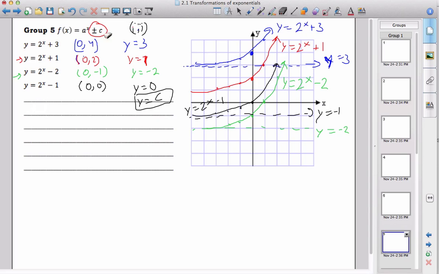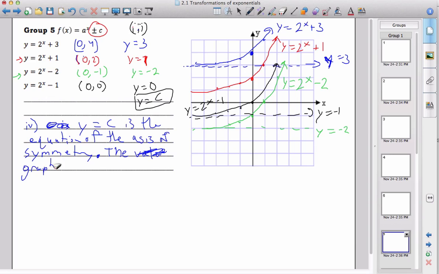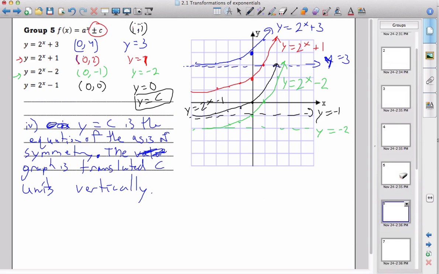And the last question is, what is the effect of changing the constant c on the graph? Well, we can say that y equals c is the equation of the axis of symmetry. And for the transformation, the graph is translated or shifted c units vertically. Alright, so if c is 3, the whole graph is shifted up 3. If c is negative 2, the whole graph is shifted down 2. So that's how you describe the transformation there.